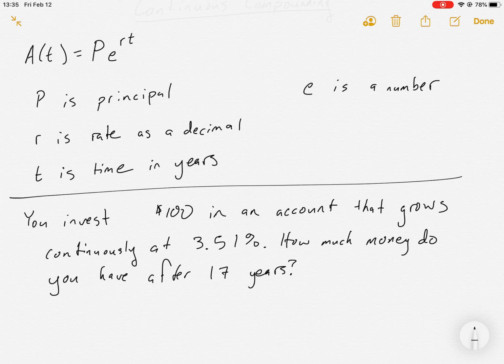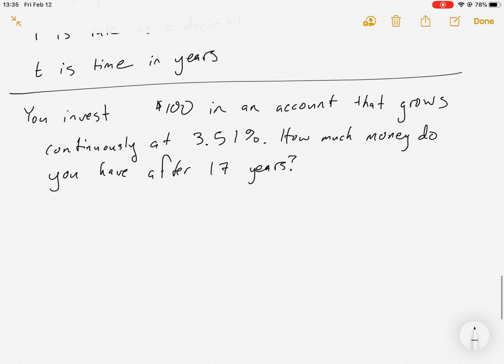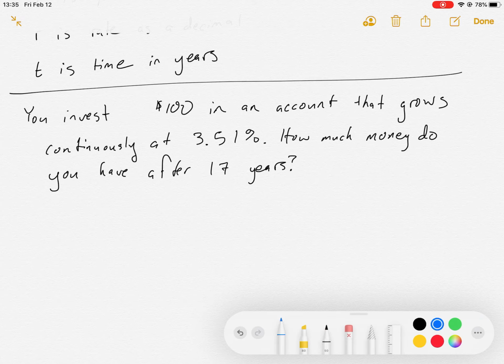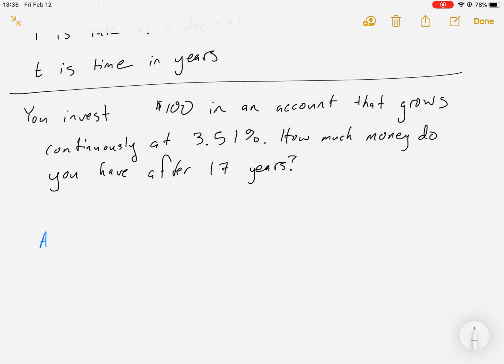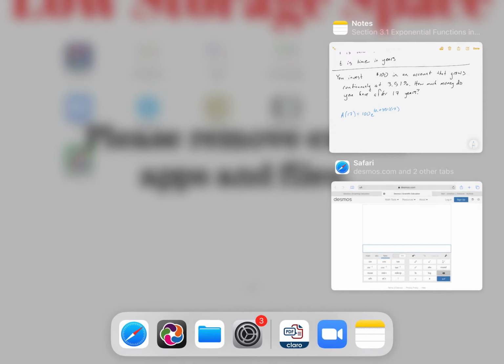Okay, so here we go. So you have this investment. We have a rate, we have a time. So we'll go ahead and plug this into our formula. Our amount after 17 years is going to equal 100 times e to the power of 0.0351 times 17. Let's go ahead and use the calculator to solve this.